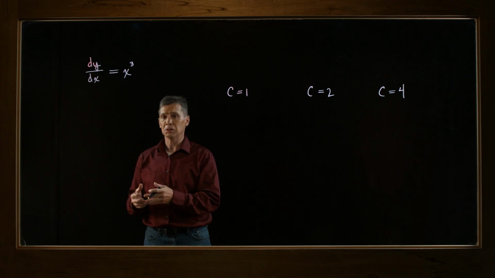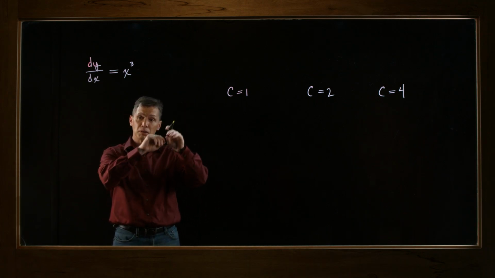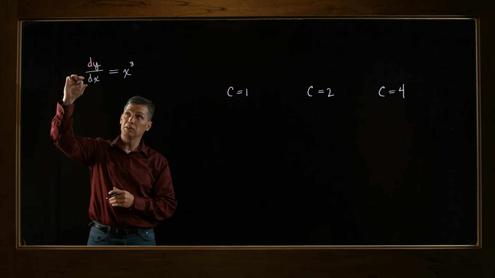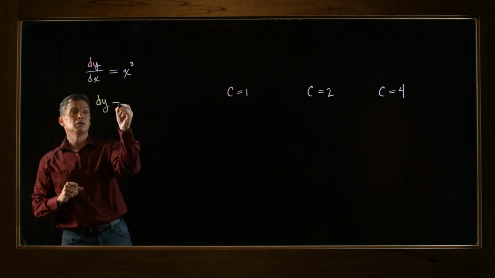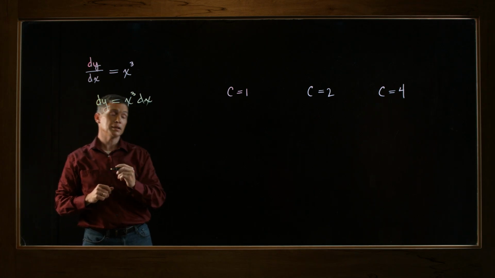In this section, we were learning about the separation of variables method, so I'm going to stay consistent with that. My thought then is to try to get the x's on one side and the y's on the other. That's just one quick step this time. The dx in the denominator I'll put over the other side, and we'll get dy equals x cubed dx.